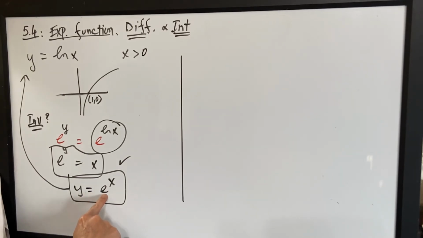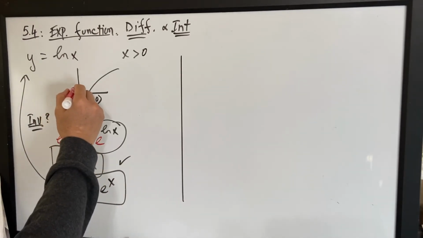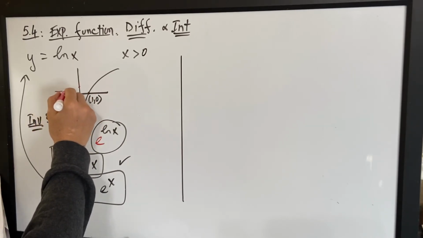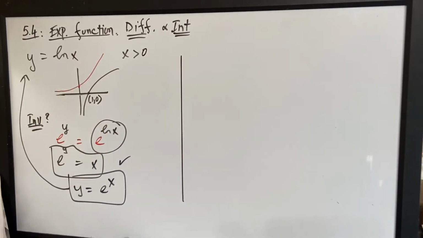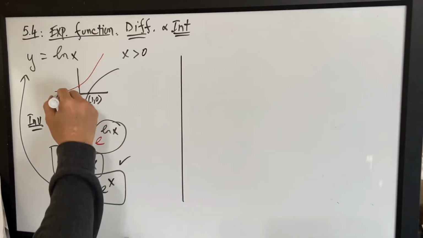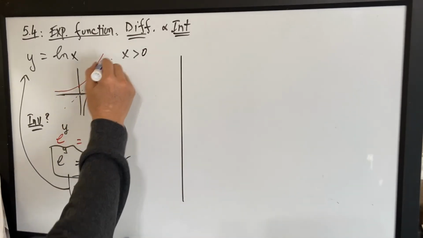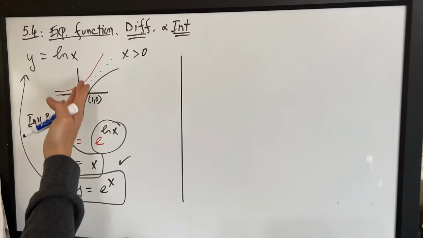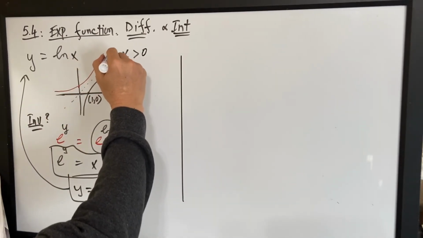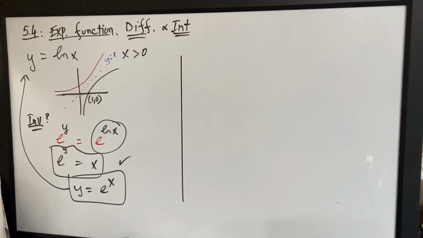Graph this one and you will see that it looks like this. When x is 0, you have this 1 right there. Again, you can see the graphs of the two functions, the function and its inverse. They are symmetric over the line y equals x. What does that mean? It means this: the inverse function of the natural logarithmic function is called the natural exponential function.